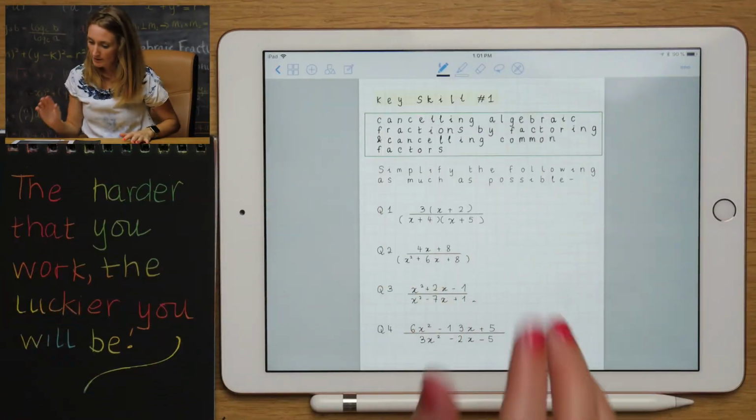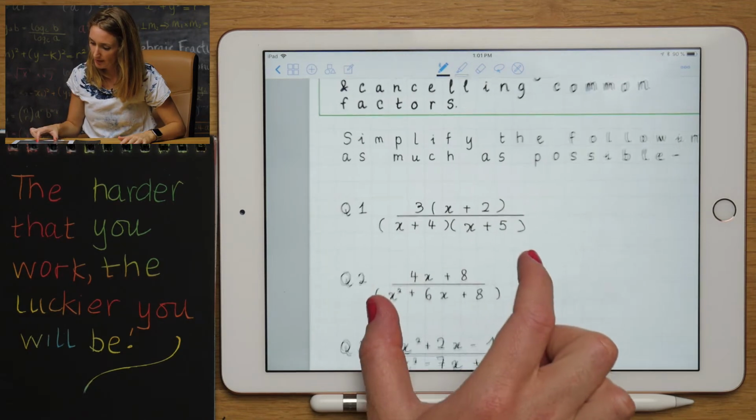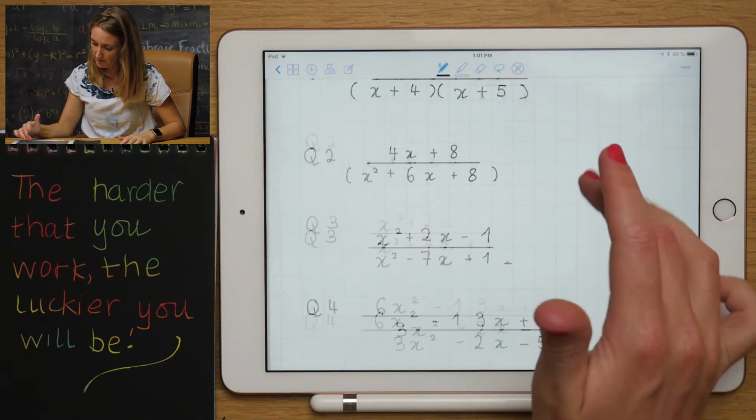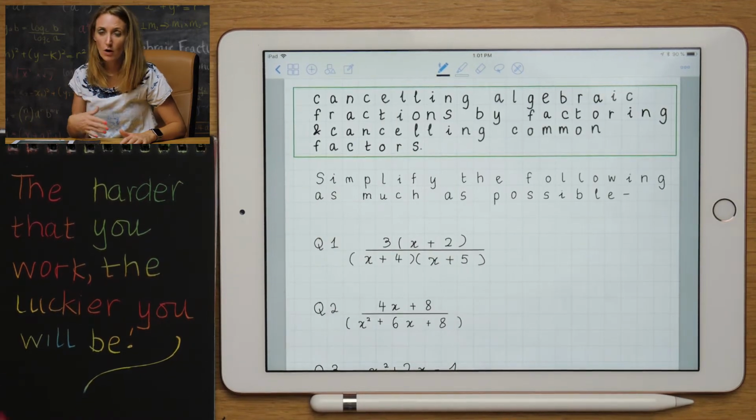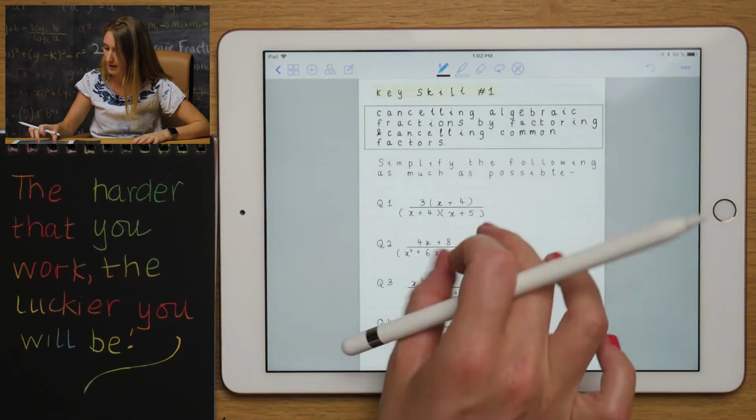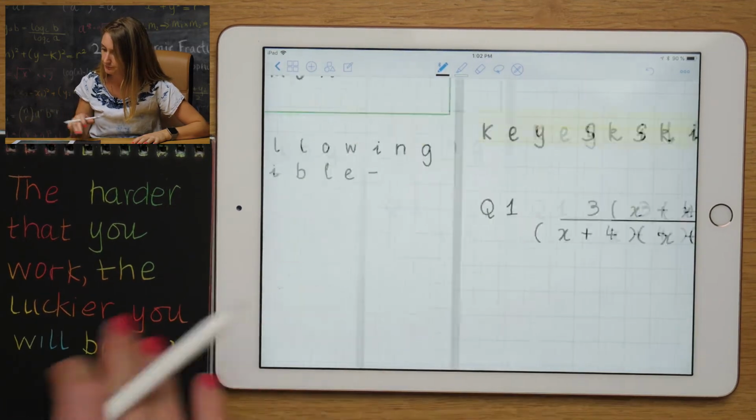Okay, we're going to start by looking at algebraic fractions. You see we've got 4 examples in the first key skill that we want to simplify as much as possible or cancel down. So let's have a look at question 1.